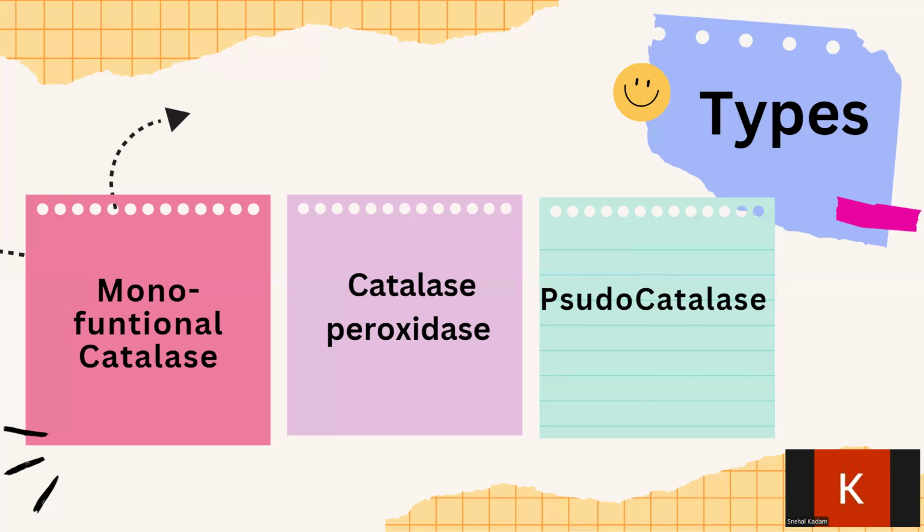Then third, pseudo-catalase. It is called non-heme catalase, a minor bacterial protein family with a manganese active site rather than a heme molecule. Molecular mass is about 170 to 210 kilodaltons. It is used in the treatment of vitiligo.